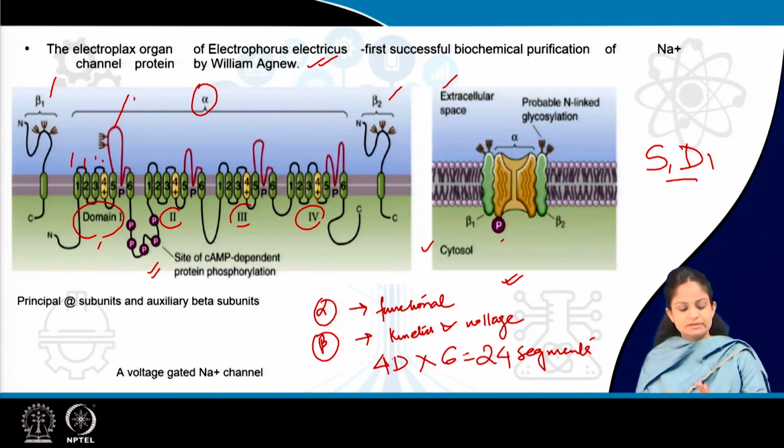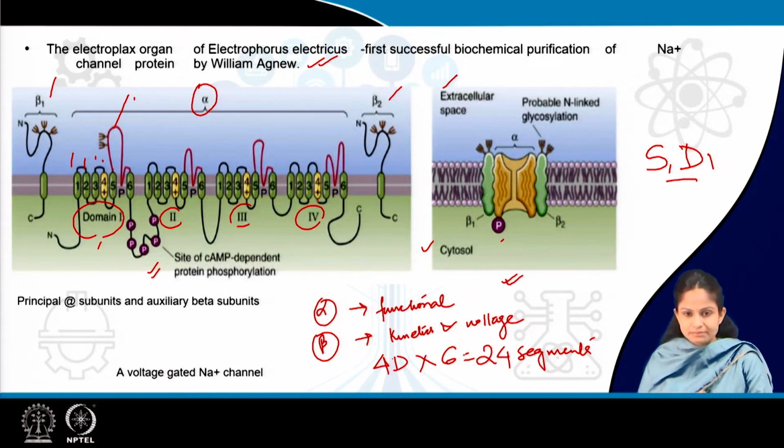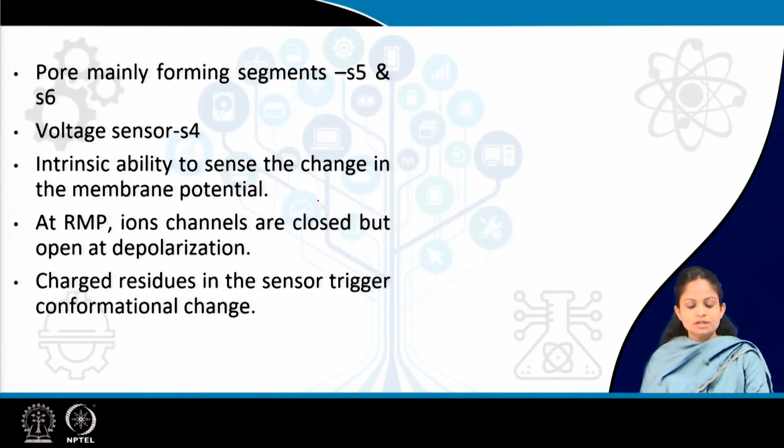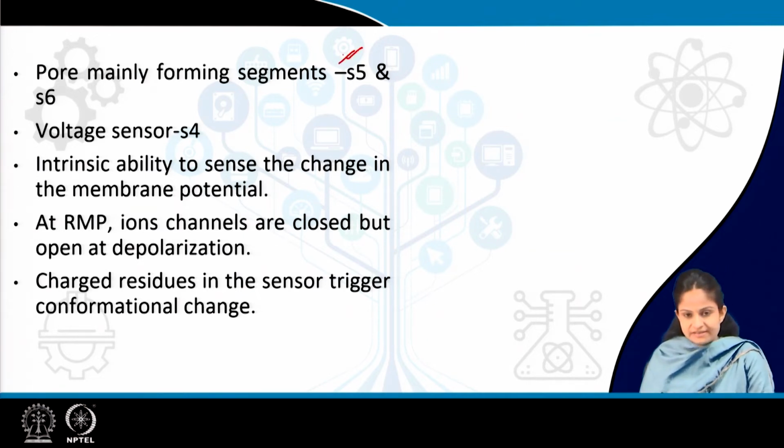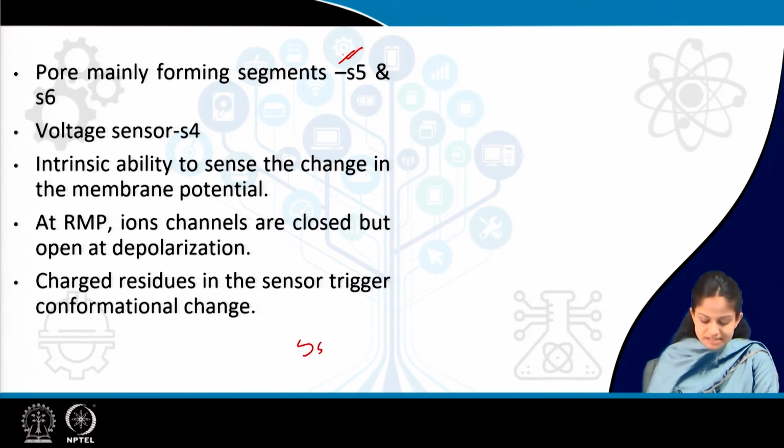So, 4 domains are present, each domain consisting of 6 segments. So, 24 transmembrane segments are present in the alpha subunit, which is mainly the functional component of the channel protein, with 2 auxiliary subunits, beta 1 and beta 2, which mainly maintain the kinetics and voltage dependence for the gating mechanism. Next we move on to the pore forming segments. As I already told you, it is between S5 and S6. Also between S5 and S6 we have the selectivity filter.